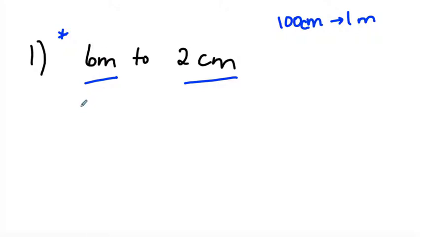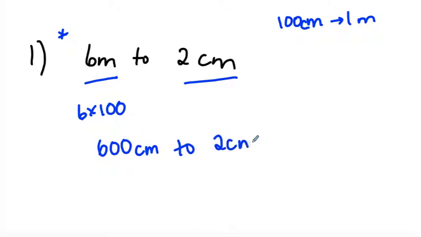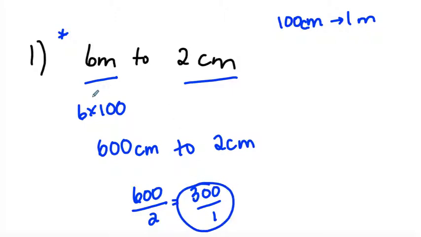100 centimeters in 1 meter. So I would have had to take the 6 and multiply by 100. And that would have given me 600 centimeters to 2 centimeters. Now I would simplify. So 600 to 2, which is 300 to 1. And that would be, in simplified form, the ratio.